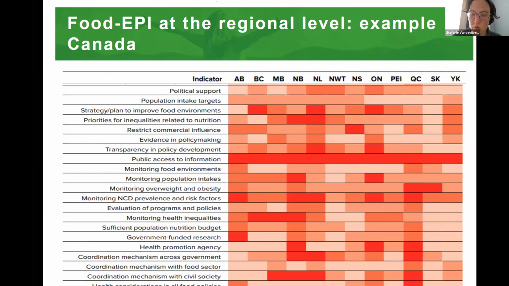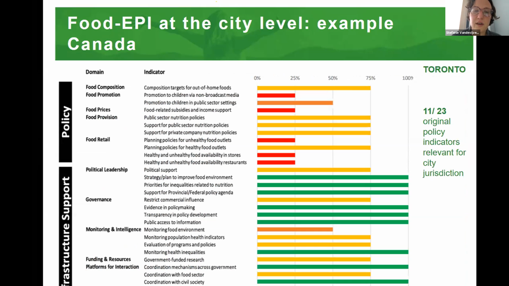And then if you look at the city level, for example, about half of the policy indicators are still relevant. Of course, this can also vary a bit from city to city. We haven't really explored that aspect very well. I think some cities have more jurisdiction than others, but Canada applied it, for example, and we see that about half of the indicators are still relevant at that level.